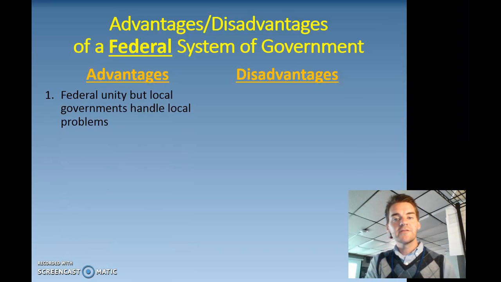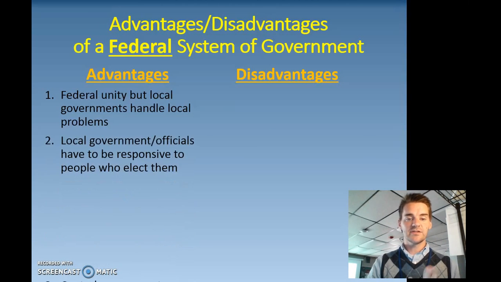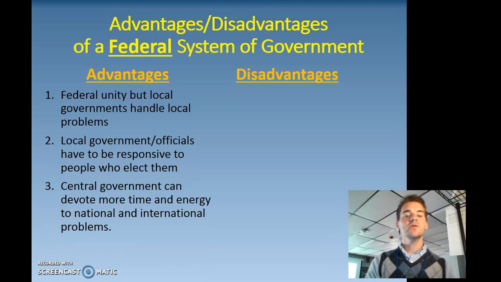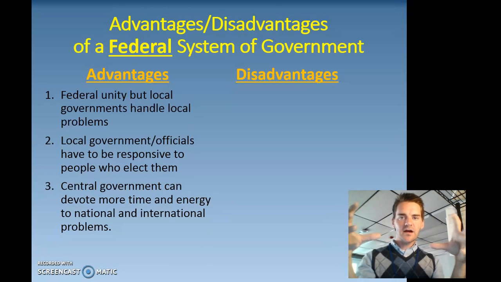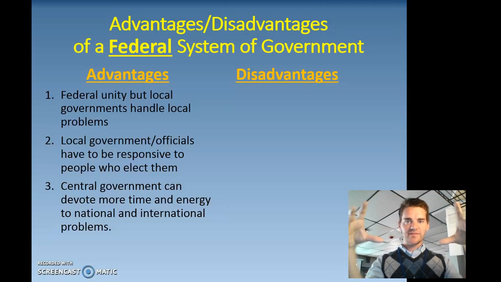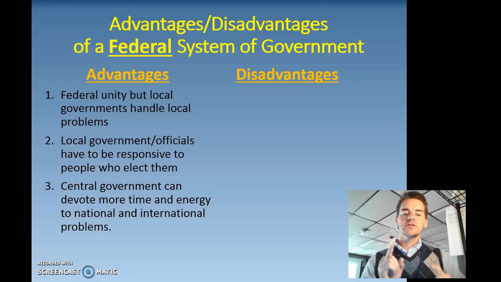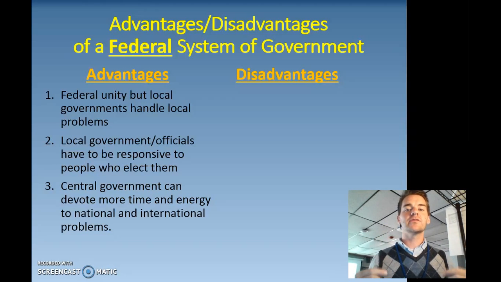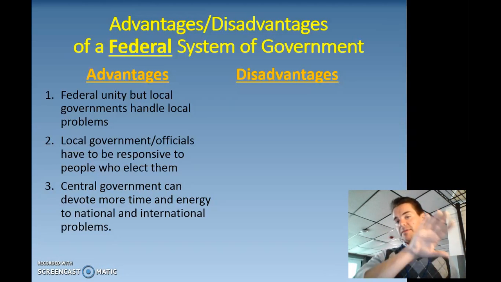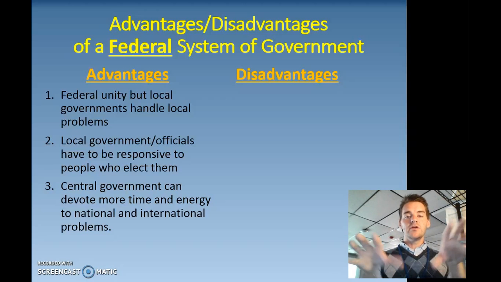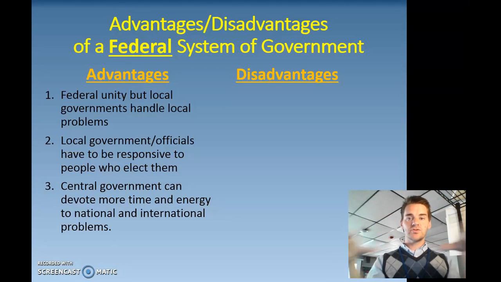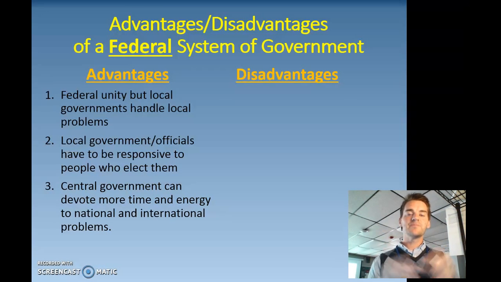One of the cool things about the federal system of government, some of the advantages, I'll put them all up here, is that you get this united government, this national government that really truly binds these local governments together, but you're also going to allow these local governments to handle those local problems like we talked about. Mississippi versus Colorado. You've got a U.S. government that binds those two states together. They work together as a team, but at the same time, they're allowed to focus on their own issues.